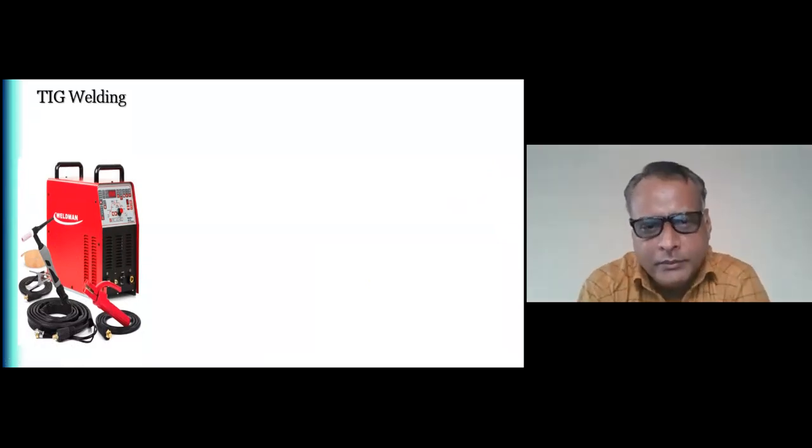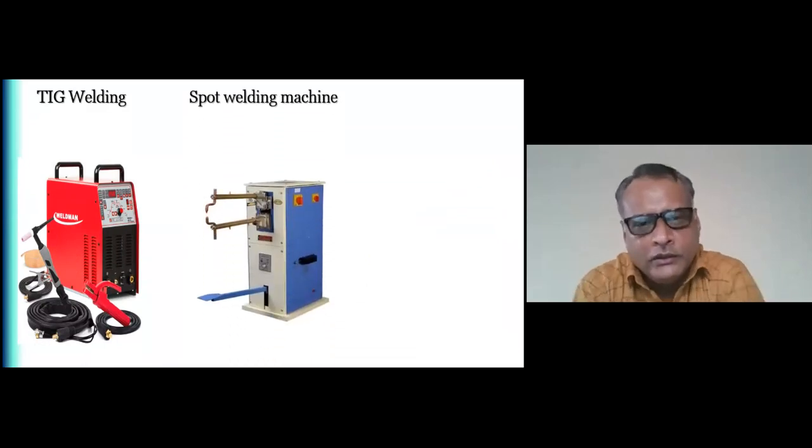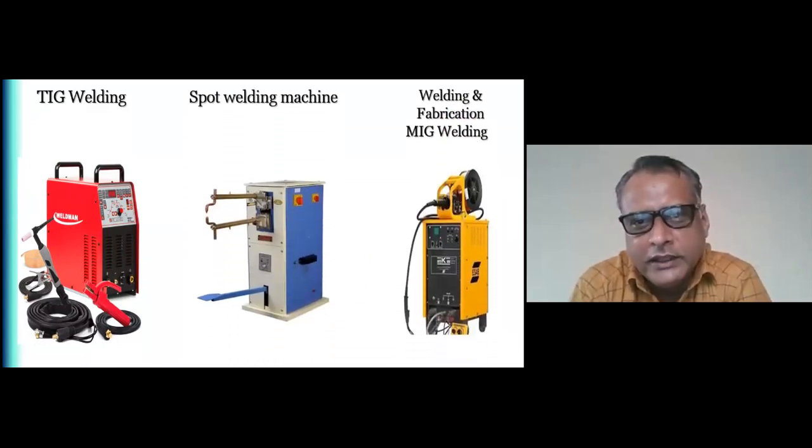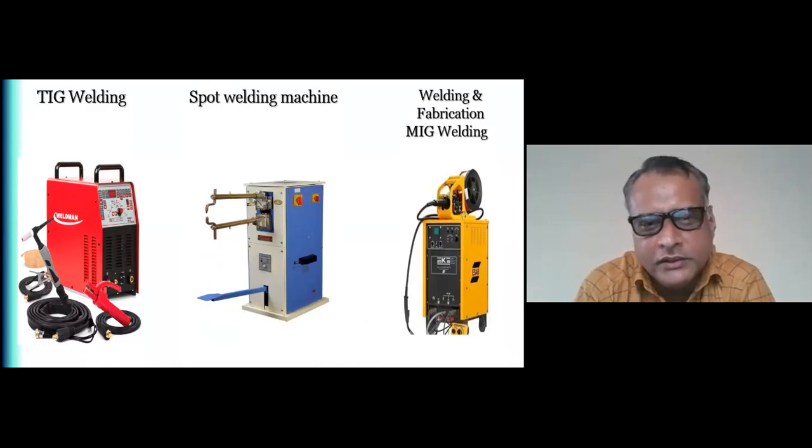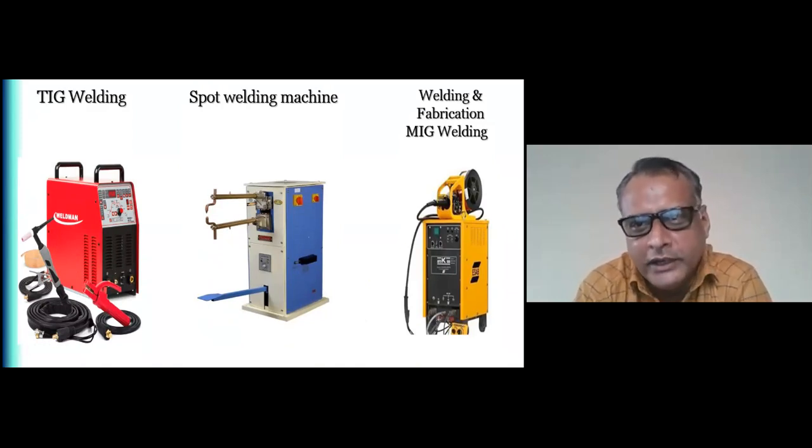Now after sheet metal cutting and bending, there is fabrication. In the fabrication part, I have shown these three machines that are generally used: TIG welding, spot welding machine, and this is the MIG welding machine, which is used for fabrication of sheet metal components.